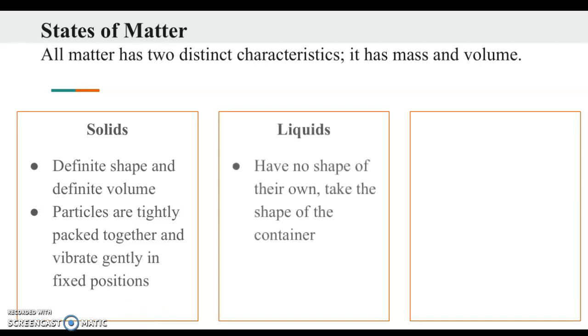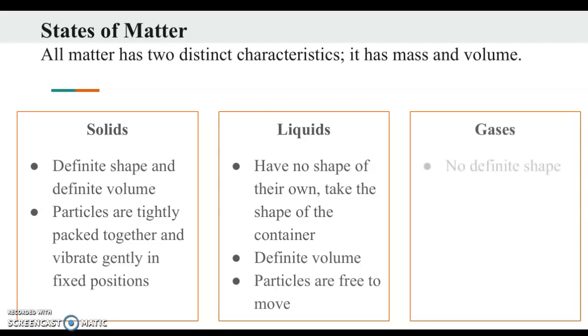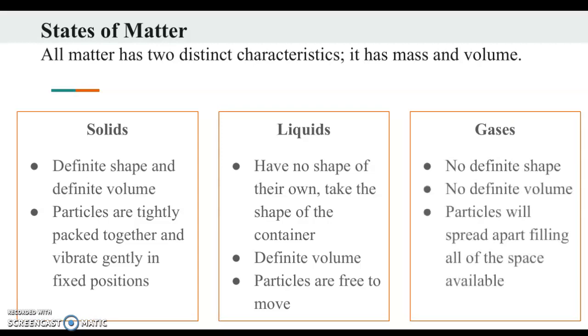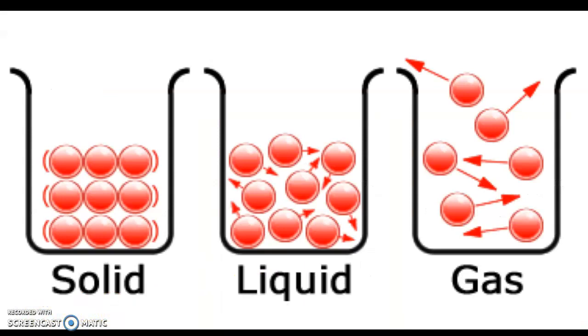Liquids have no shape of their own. They're going to take the shape of the container, but do have a definite volume. Their particles are able to slide past each other and freely move. Gases have the most energy. They have no definite shape, no definite volume, and are spreading apart in order to fill the space available to them. And just a reminder that these are the particle diagrams for solid, liquid, and gas. You will not be asked to draw a particle diagram for a solid, liquid, or gas on the AP, but you should have the knowledge of what it would look like in a diagram.